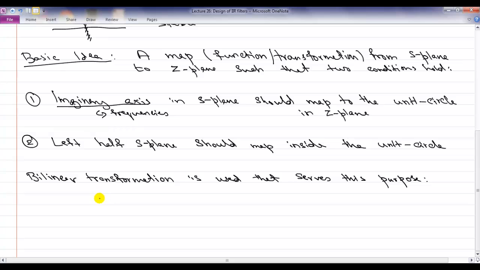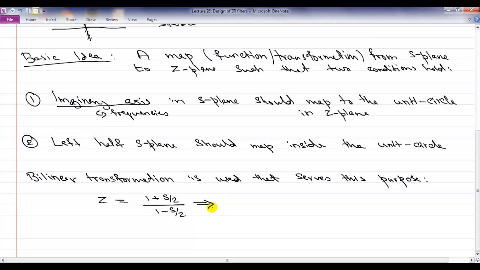So the bilinear transformation basically says that the mapping is given by Z equal to (1 plus S over 2) over (1 minus S over 2). In the book, there is sometimes a factor T involved. That's a dummy factor that can be taken to be any number, and so I'll just take T to be 1.